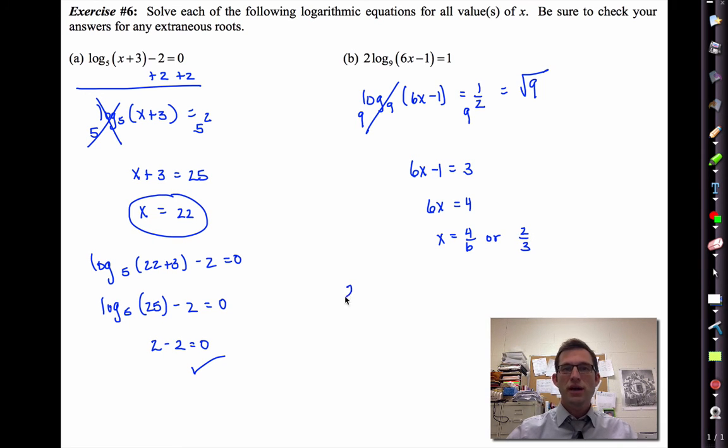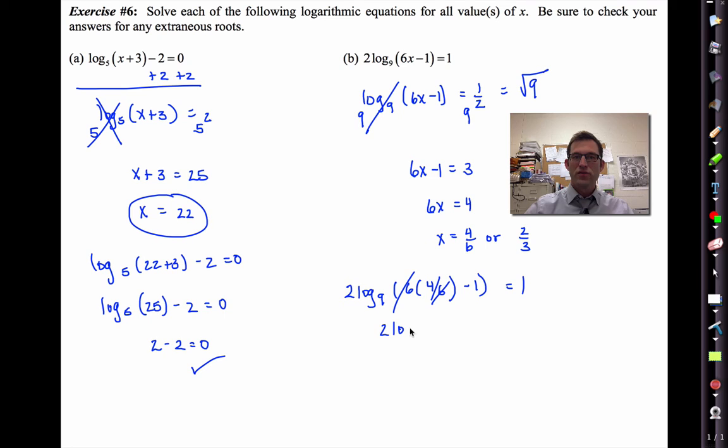Again, fairly easy to check. 2 times the log base 9 of 6 times, watch this, I'm going to even use the 4/6 just to make the cancellation easier. Cancel, right? So now we have 2 times log base 9 of 3, right? 4 minus 1 equals 1. Log base 9 of 3, what do you have to raise 9 to get the third? That will be 1/2.